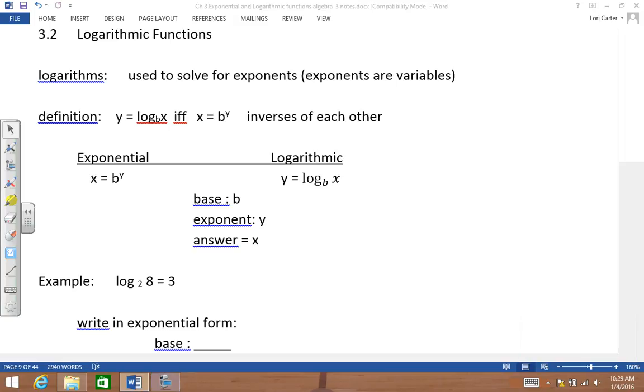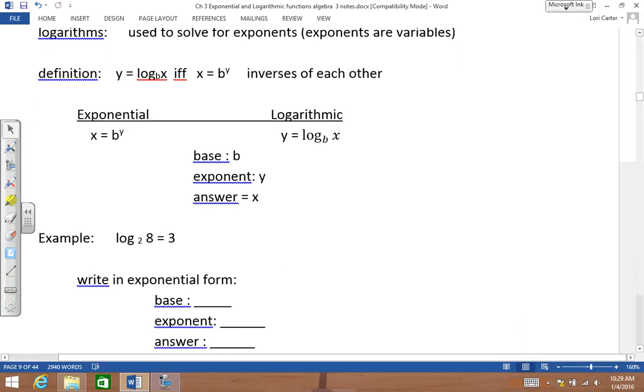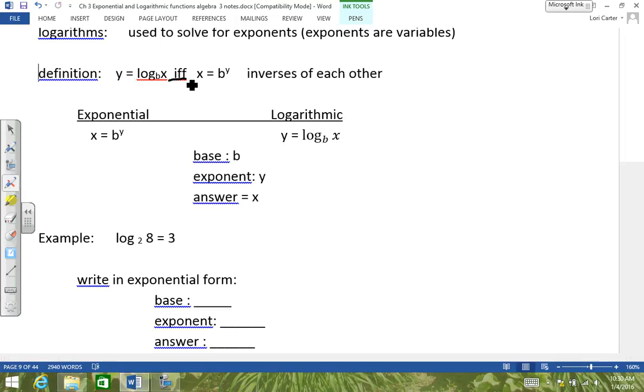Now, when you read this, the IFF is not a misprint. That stands for what? We talked about it before. If and only if. Okay, so it's like the arrows when you did proofs. Okay, this is y equals the log base b of x. That's true if and only if x equals b to the y.